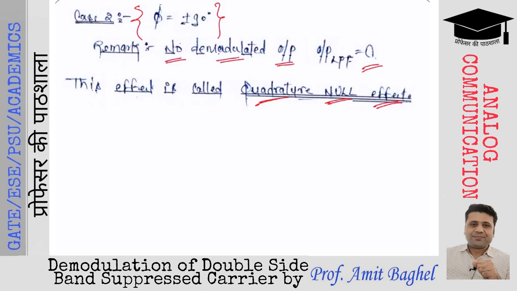And when the phase error is 90 degree, cos of phi is 0. When cos of phi is 0, Ac dash by 2 m(t) multiplied with cos phi will be 0. Hence, the output of the low pass filter will be 0. Since we are getting the null output, that means no output. Therefore, this effect is known as quadrature null effect. This is the drawback of the synchronous detector.